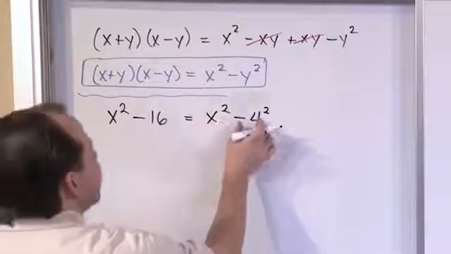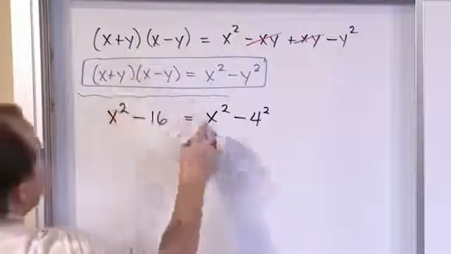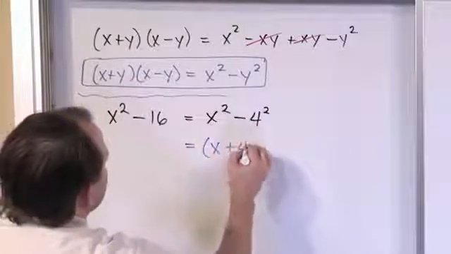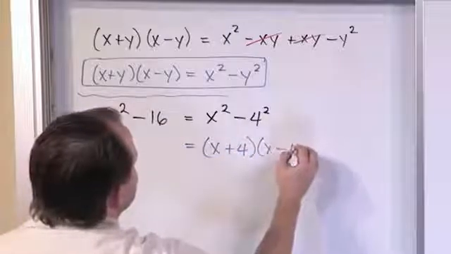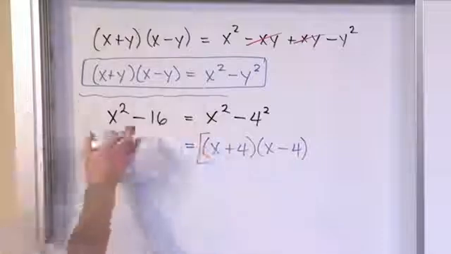So because it's the difference of two perfect squares, you can write the answer immediately, x plus y, x minus y. It's just that y is 4 now. So you say x plus 4, x minus 4. And that is the final answer. That is the factored form of this.